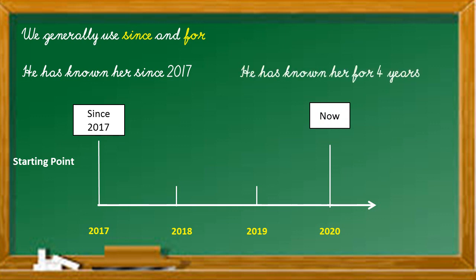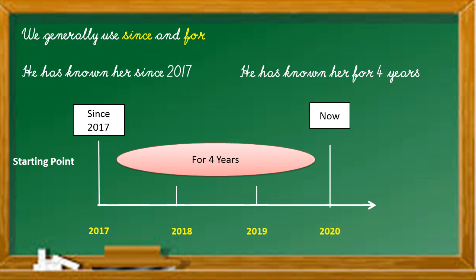Let's take another example. He has known her for 4 years. For is used when we are talking about an amount of time. What is the amount of time here? 4 years is the amount of time. So here they talk about how long something happens.